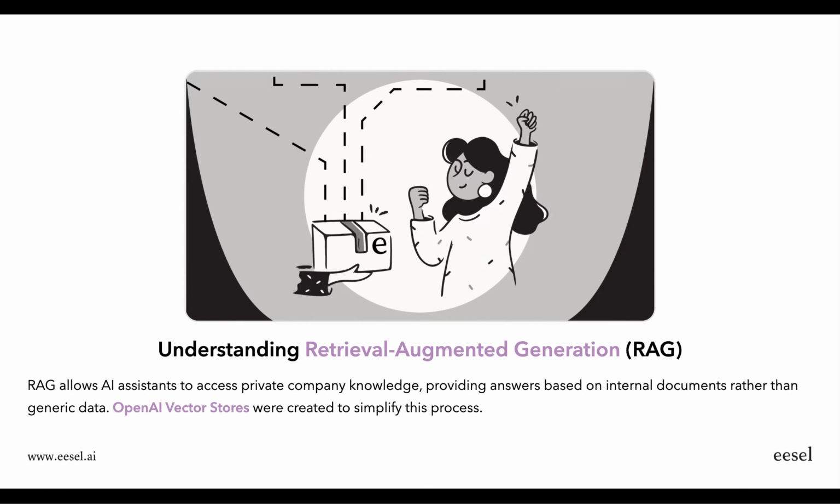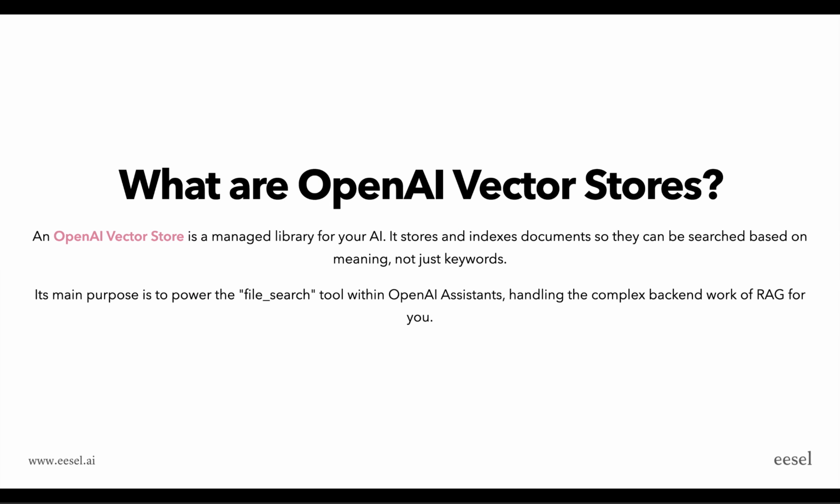It's the key to letting AI assistants use your company's private knowledge, and OpenAI's Vector Stores were built to make this whole process simpler. So what exactly is an OpenAI Vector Store? Think of it as a smart library for your AI that finds information based on meaning, not just keywords, handling all the complex back-end work for you.